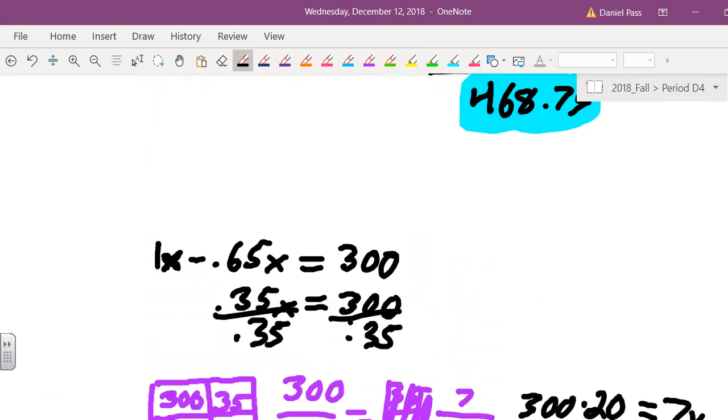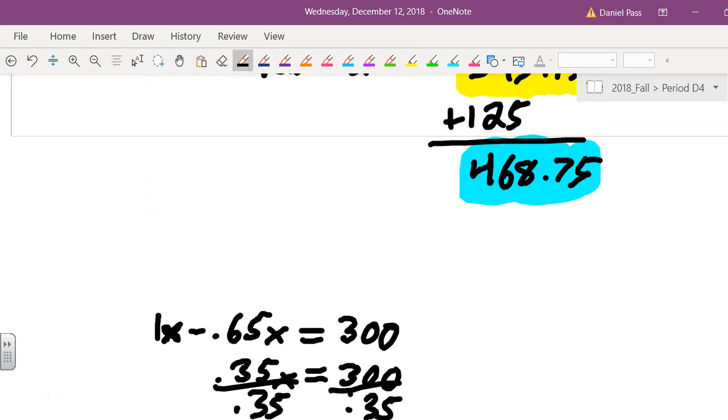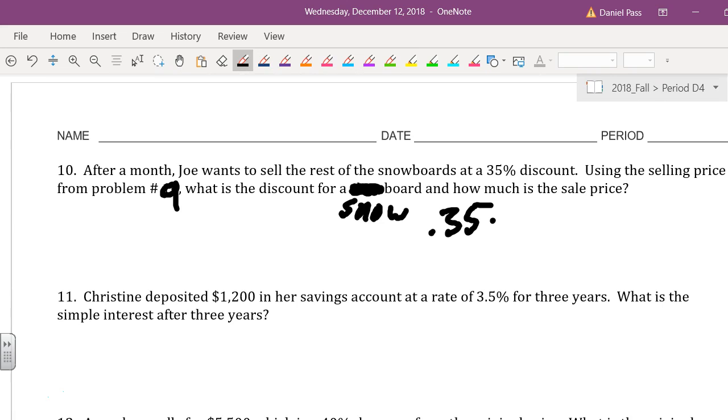Whatever that price was. What was it? It was 468.75. Okay. Now, by the way, could you do 0.65 times it? Yeah, that'll be only one step. Okay, two steps is with this. Okay, so what do we get?